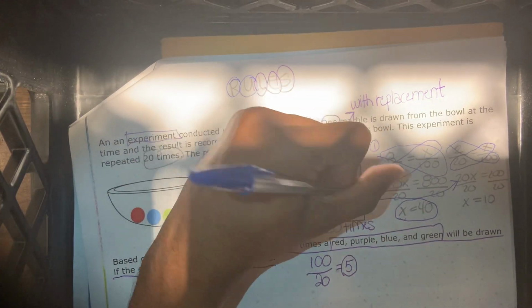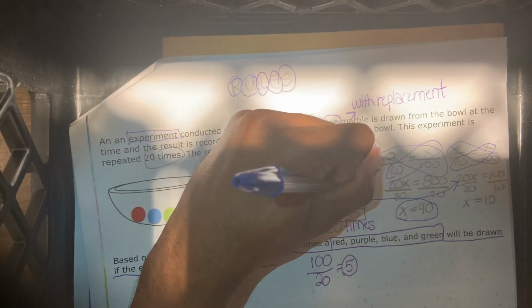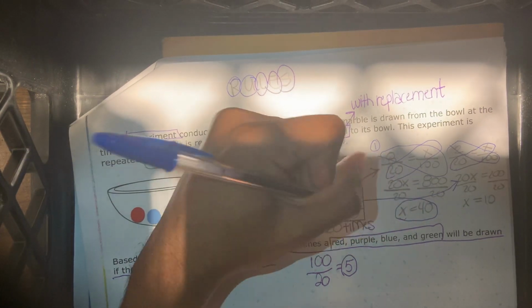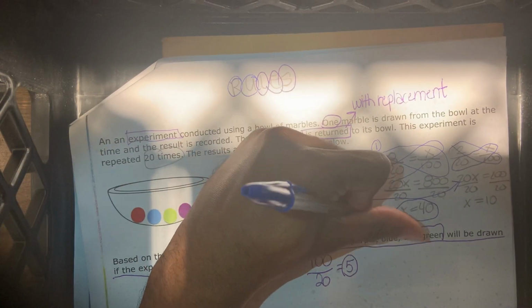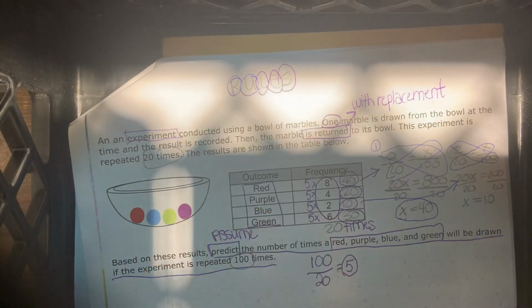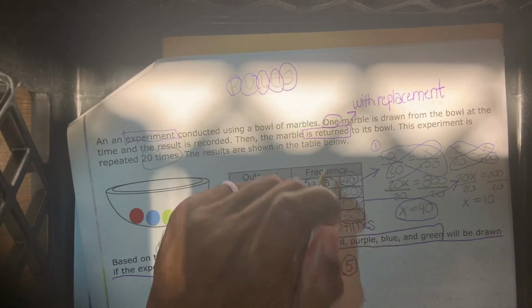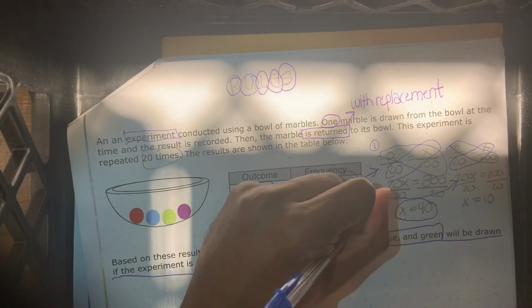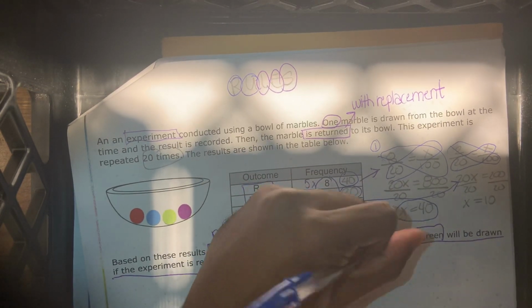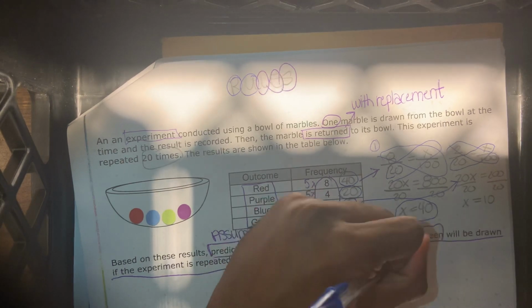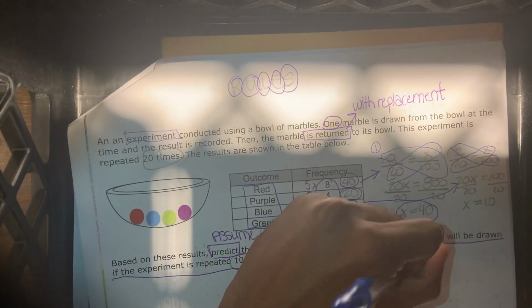Red is 40, purple is 20, blue is 10, and green would occur 30 times if we did the experiment 100 times. When we add 40 plus 20 plus 10 plus 30, let me draw an arrow down here, we'd get 100 times. Let me add those numbers up.